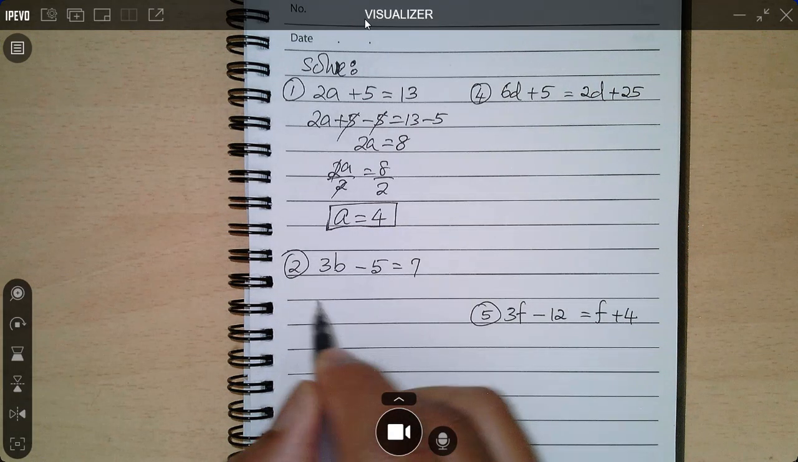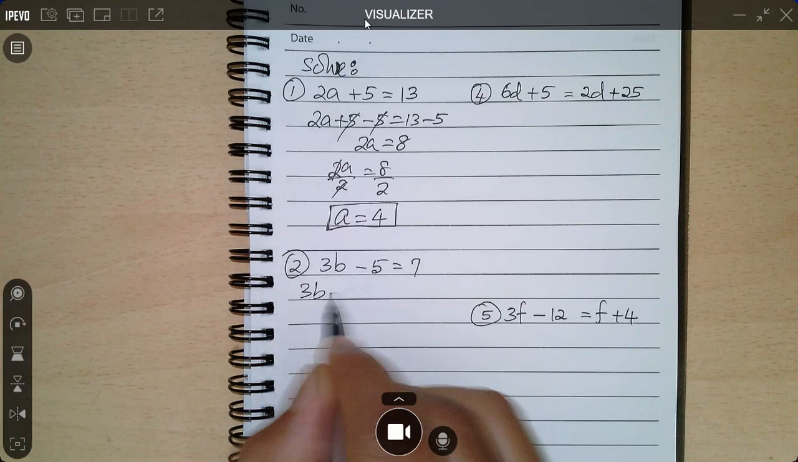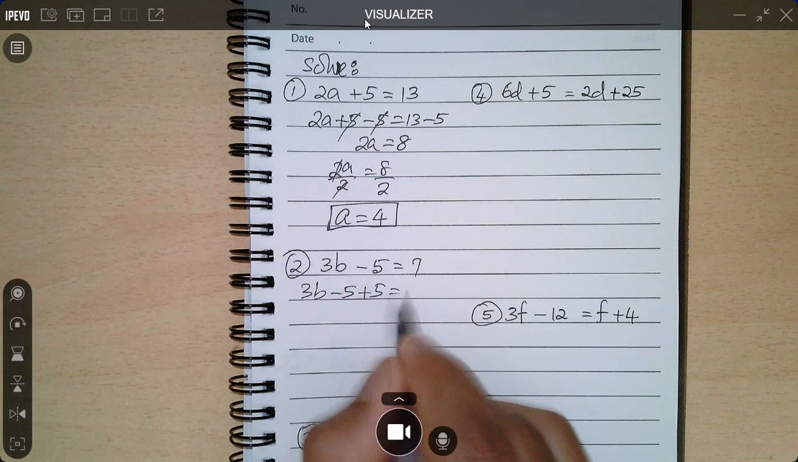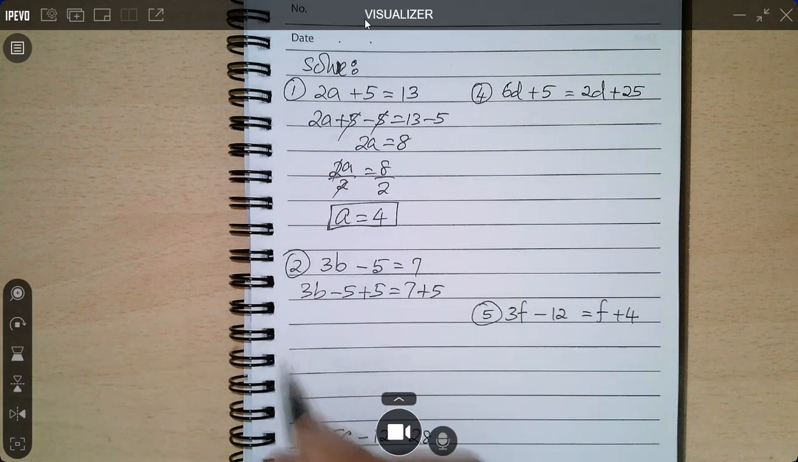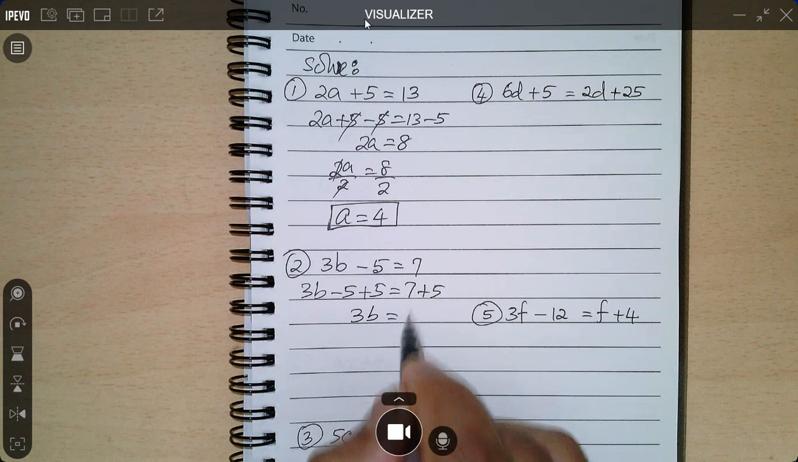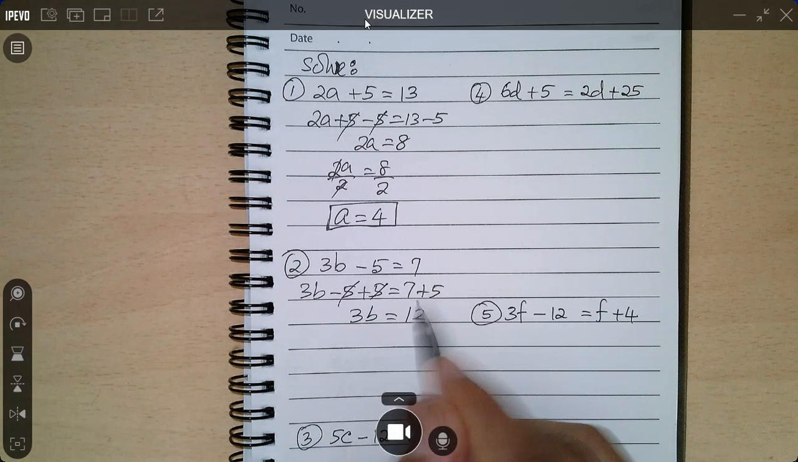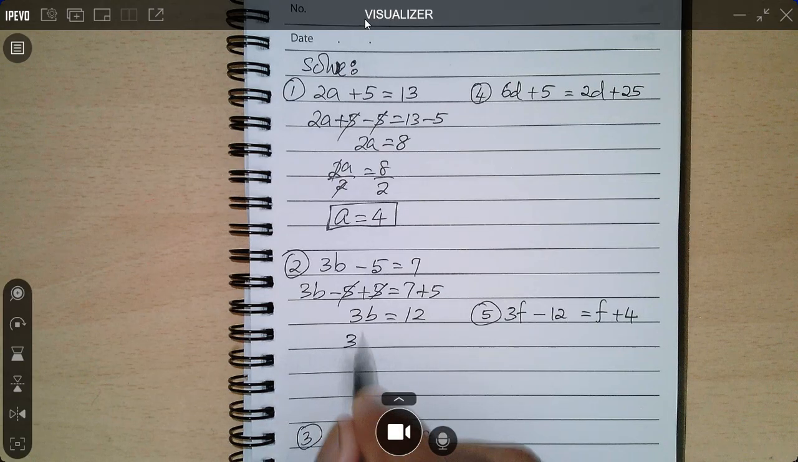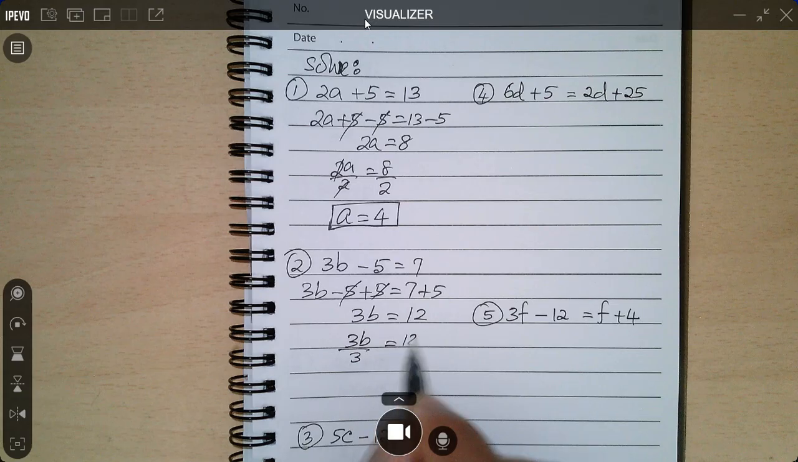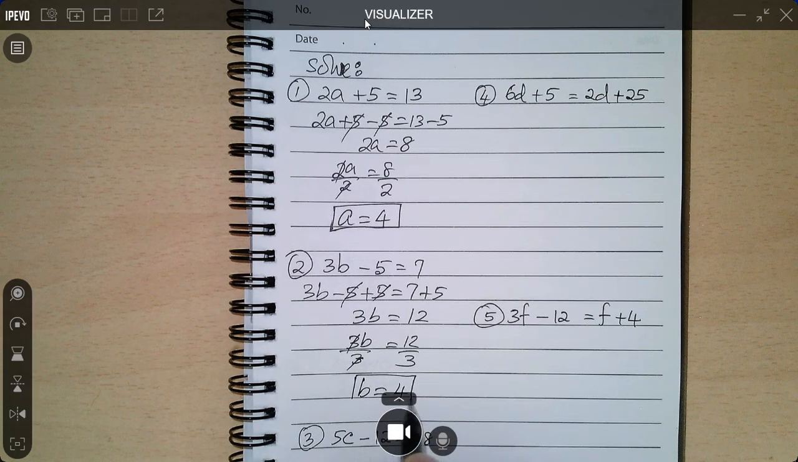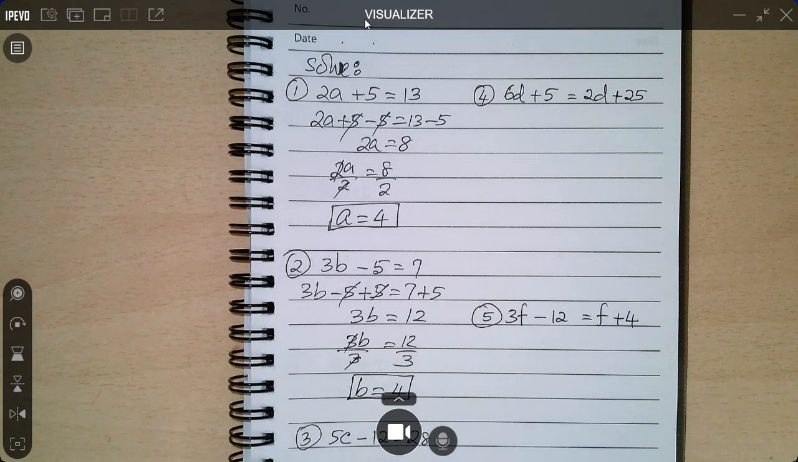Let's look at the next question. 3b minus 5. Since we have a minus 5, we need to plus 5. Same plus 5 on the right side. So we get 3b equal 12 because minus 5 plus 5 gone. 7 plus 5 is 12. 3b divided by 3, 12 divided by 3. This side becomes b, this side becomes 4.